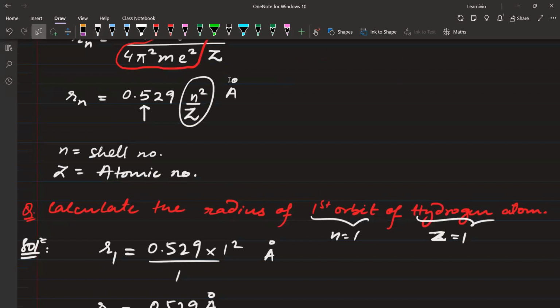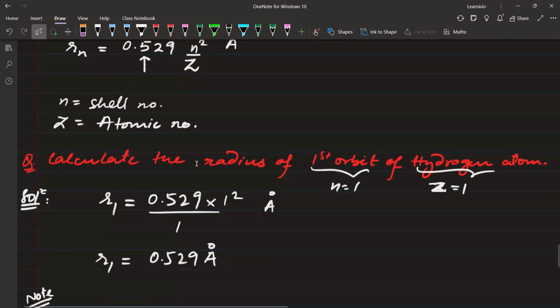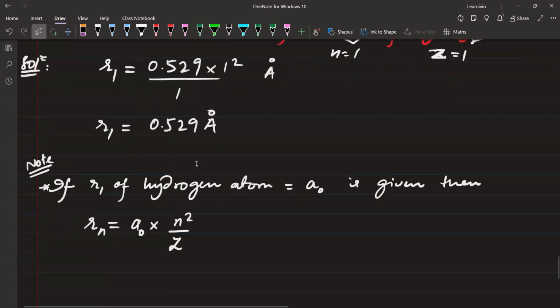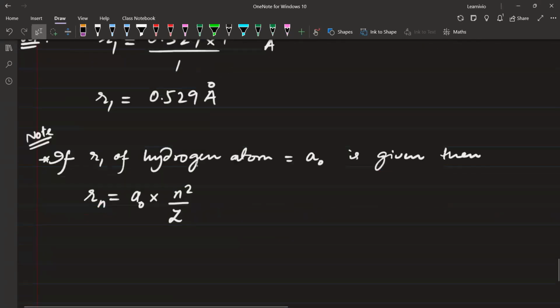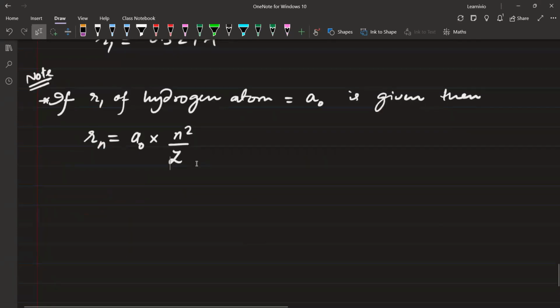But you have to remember this formula. Sometimes they will give you the radius of hydrogen atom and then you have to calculate the radius of lithium, helium, anything. We will see it in a question now. So when they give you the radius of the first orbit of hydrogen atom, they are actually giving you the constant. So the formula becomes A naught n square upon z.